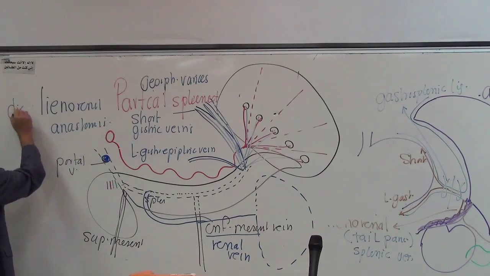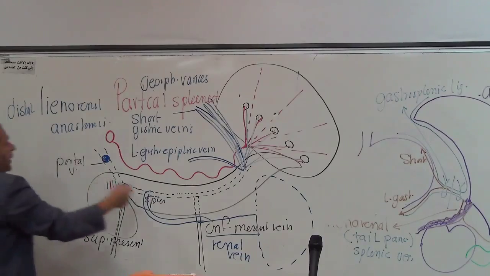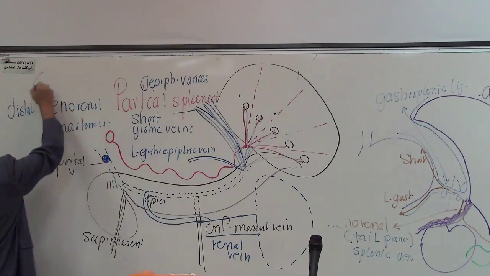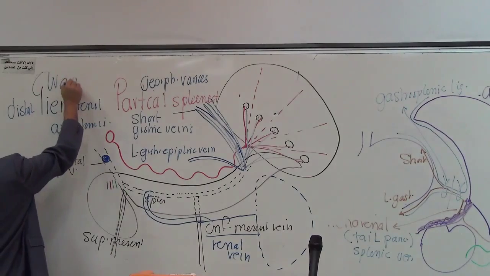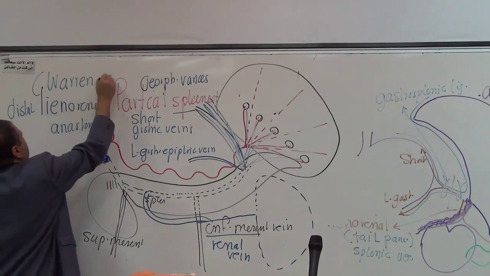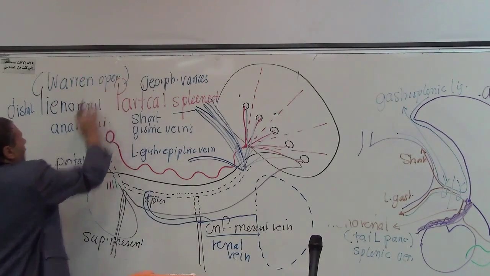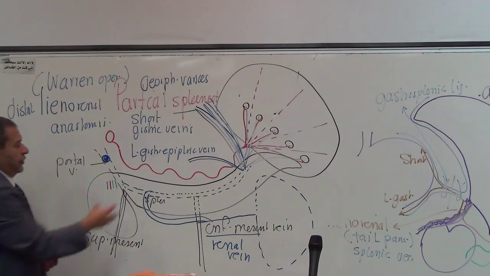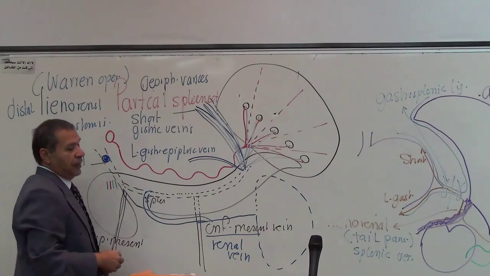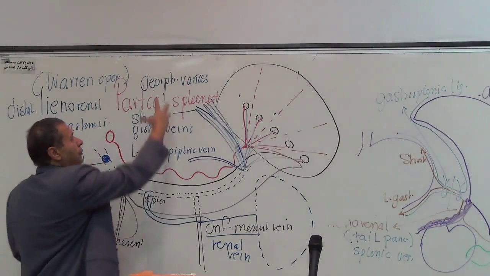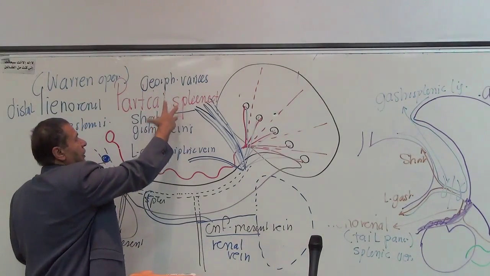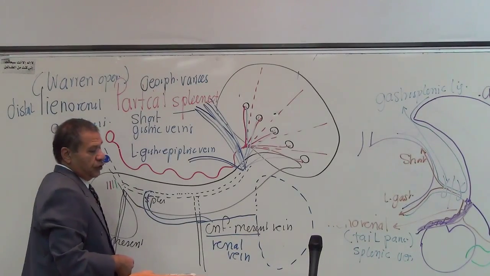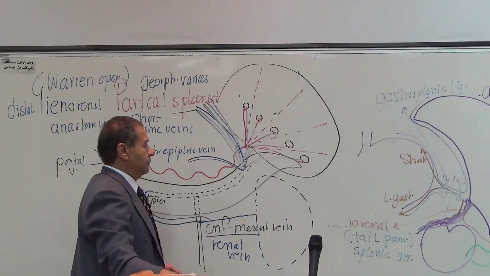They call it the distal splenorenal anastomosis. Why? Because I take the end of the splenic vein. Or they call it the Warren operation, named after the man who did the Warren operation. And it is one of the best operations in portal hypertension. You take the splenic vein into the left renal vein to decompress the venous pressure in the lower end of the esophagus and the stomach and the esophageal veins.